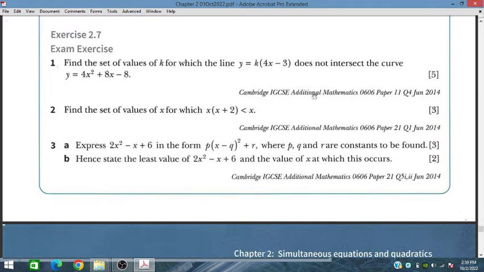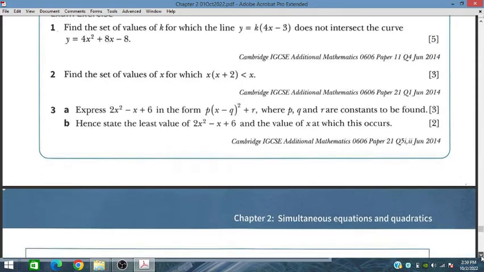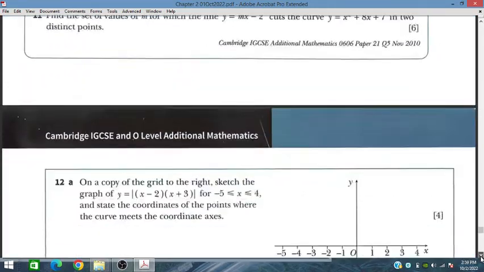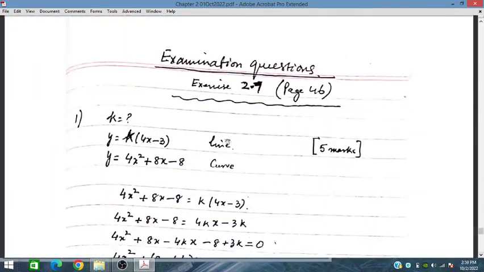This was asked in IGCSE June 2014. So if we can solve it, we can solve it in our O Level exam. So problem number 1, we have to find the value of k, and we have a line equation this, and we have a curve this, and this line should not intersect with this curve at any time.